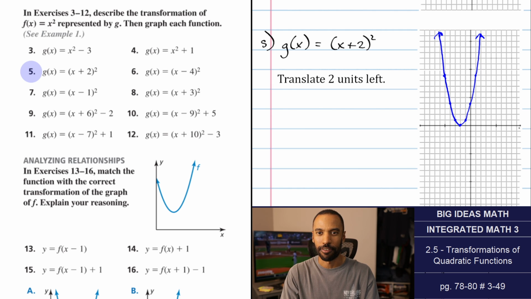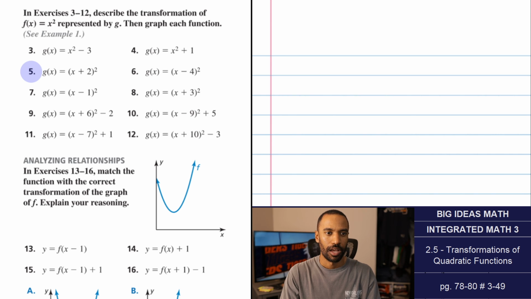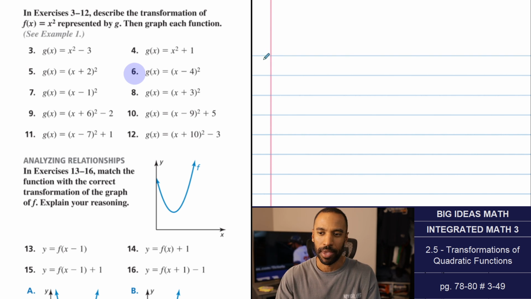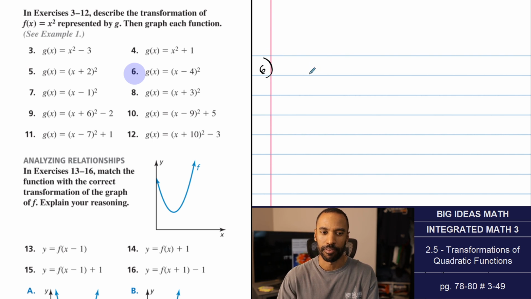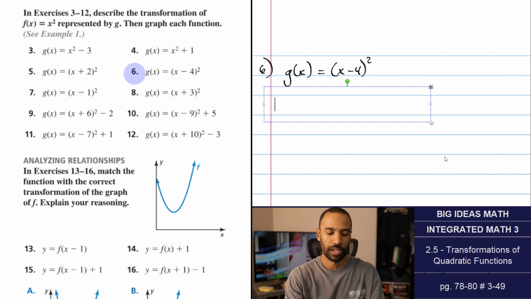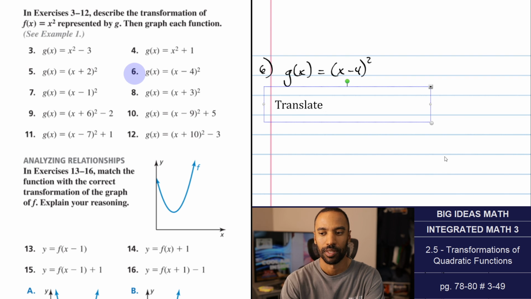All right, that was number 5. Okay, number 6. On number 6, we have g of x equals x minus 4 quantity squared. Yeah, guys, we're only the 4th problem in, right? And this is going to add a lot more time if I don't actually just get things done. So, here we go. First, let's start by typing out what this transformation will be. We're going to translate 4 units to the right.